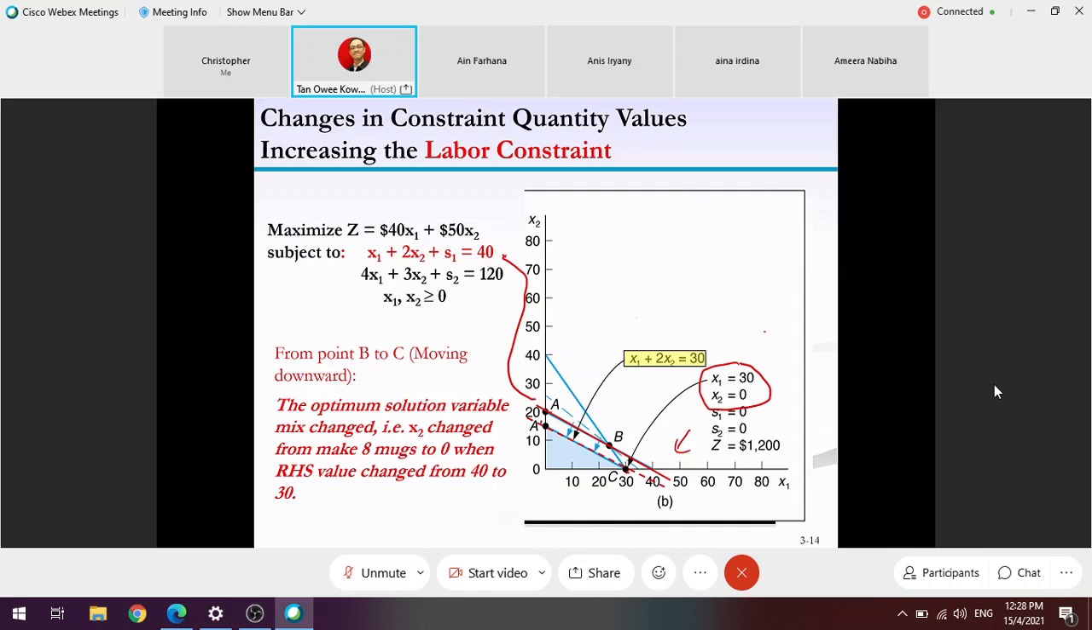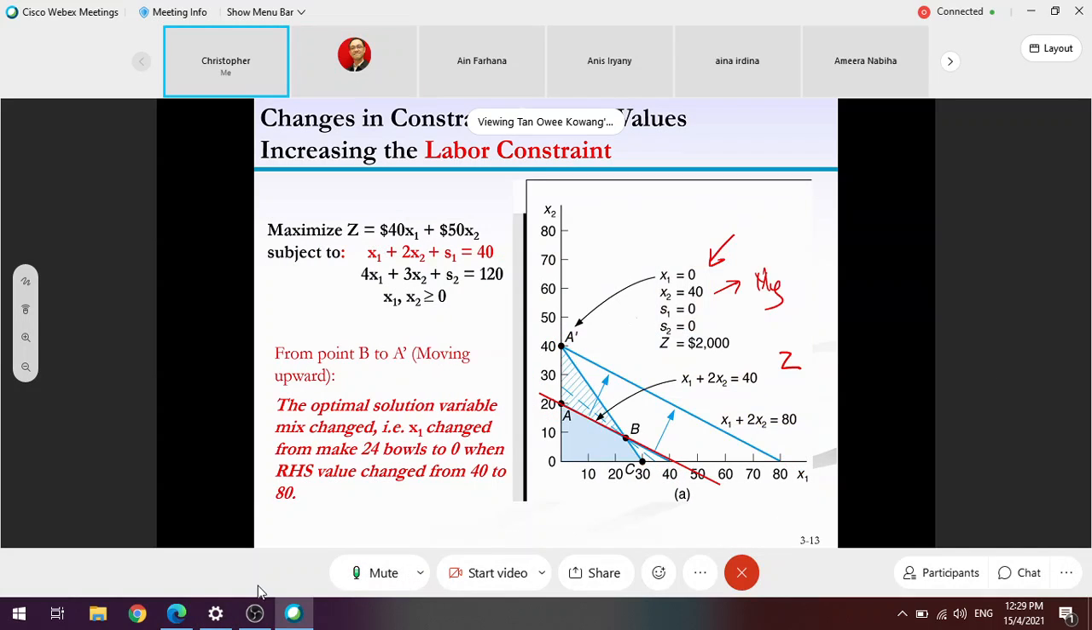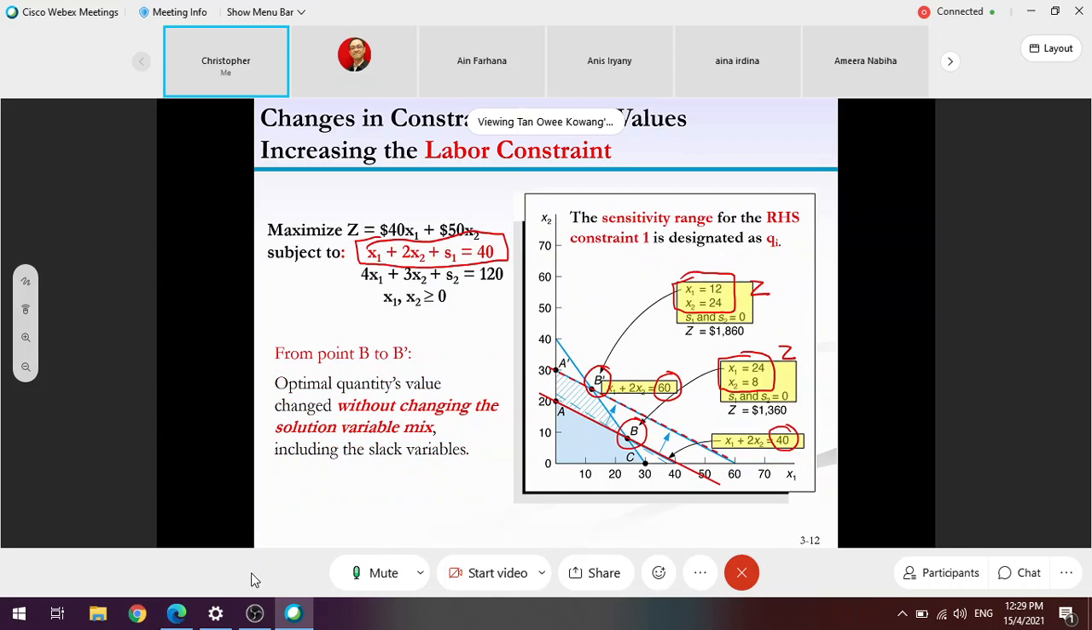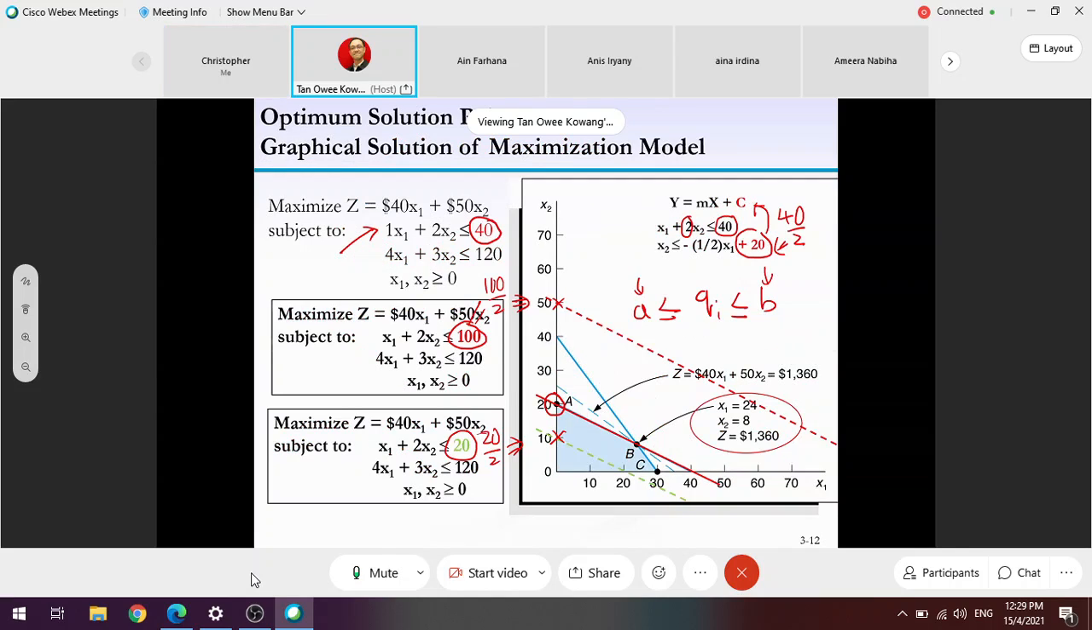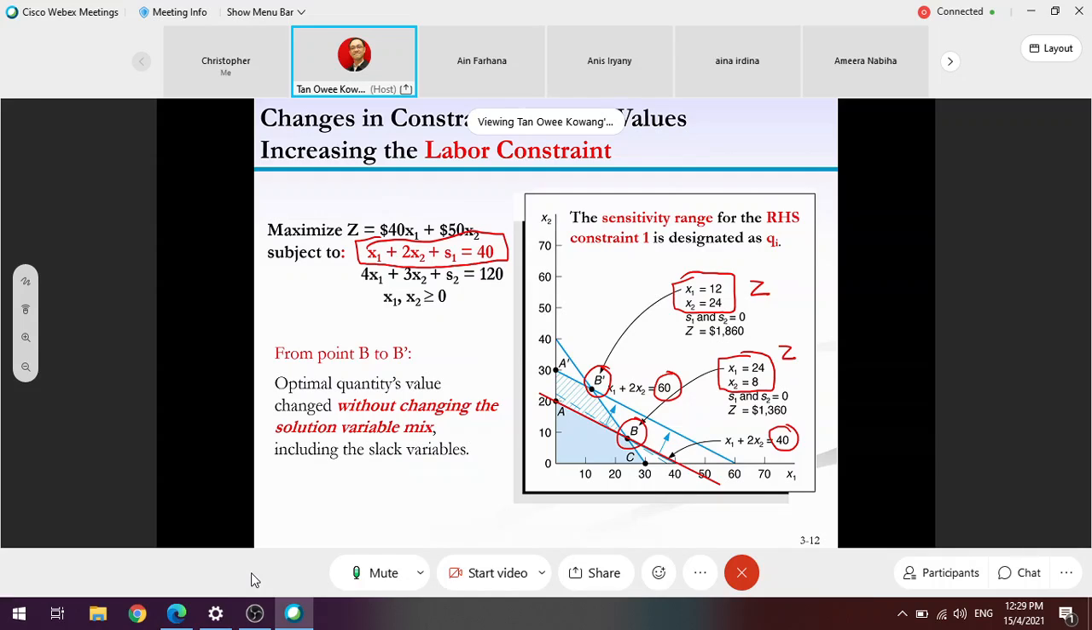So what do you notice from this slide? Any special thing that you notice from this slide? There's one thing I want to bring across. Not the gradient, the point.